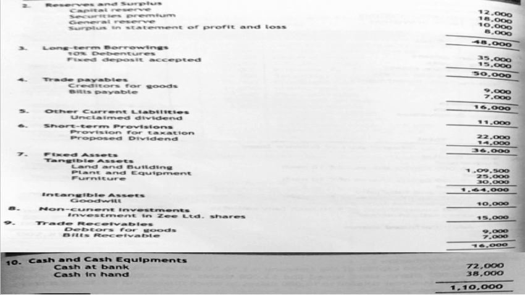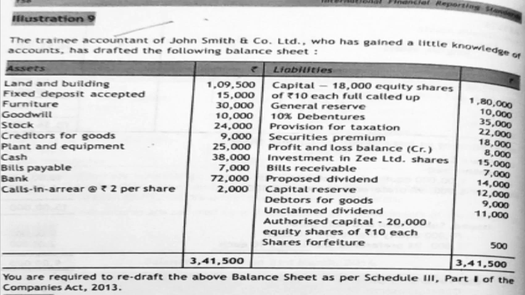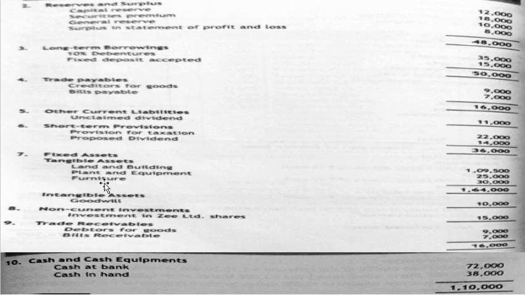Next we have short-term provisions. All your provisions will come under that. That is your provision for taxation, and proposed dividend is also a provision which has been made. Provision for taxation is 22,000 and proposed dividend is 14,000. We will record it in your working note. So under short-term provisions, taxation 22,000 and proposed dividend 14,000, the total is 36,000.